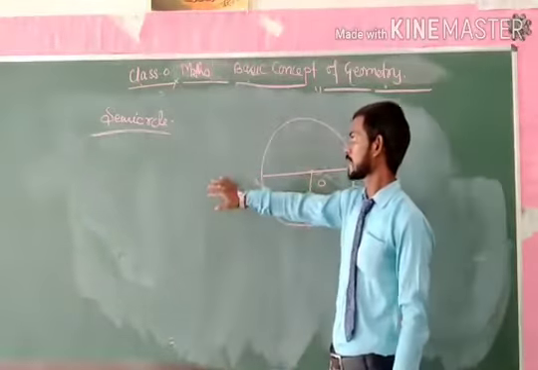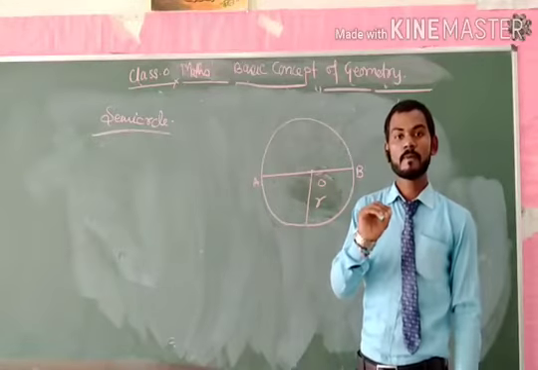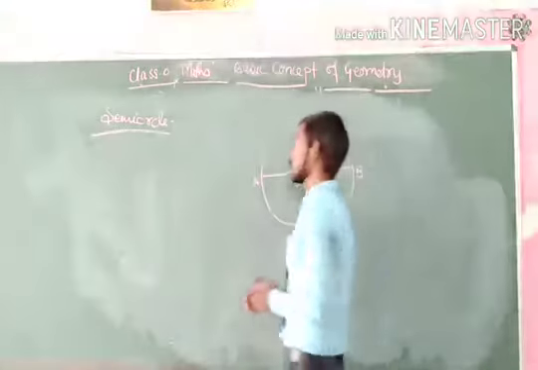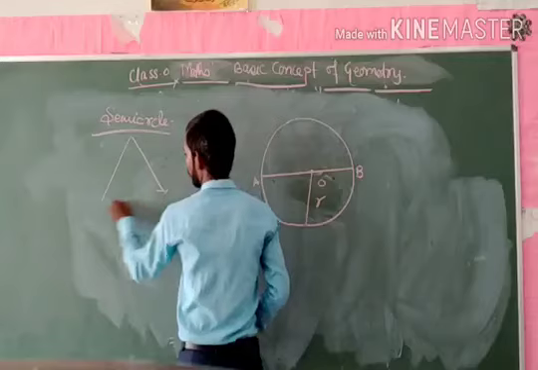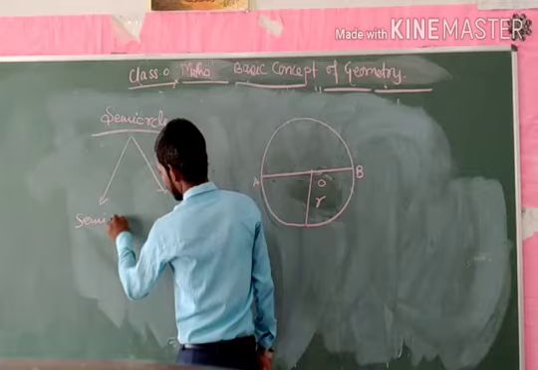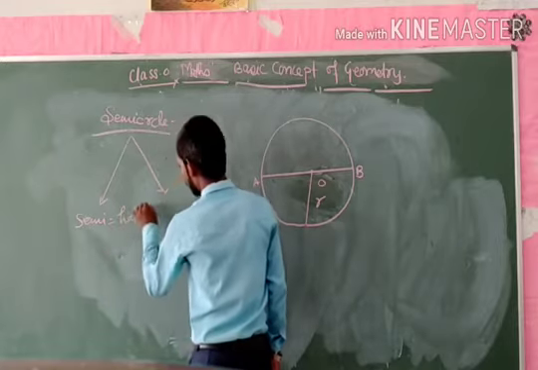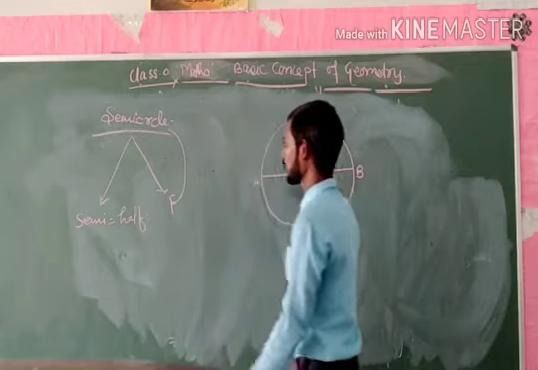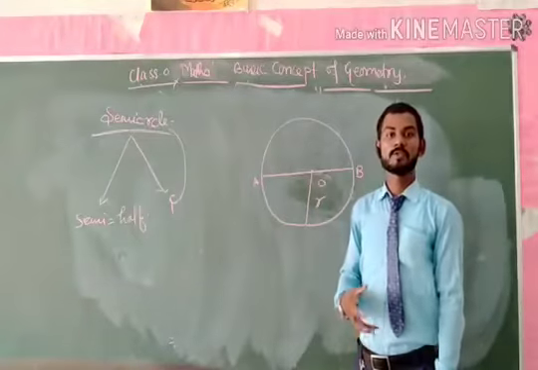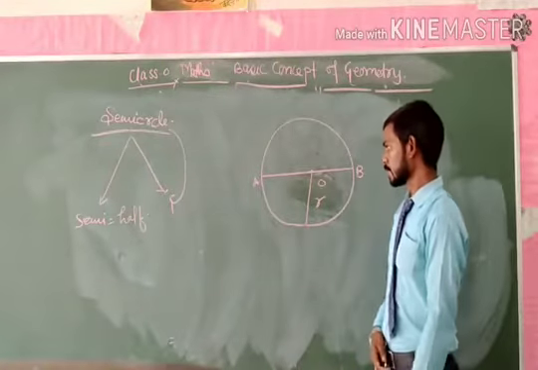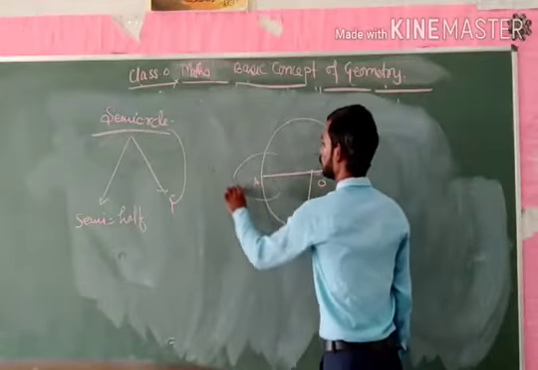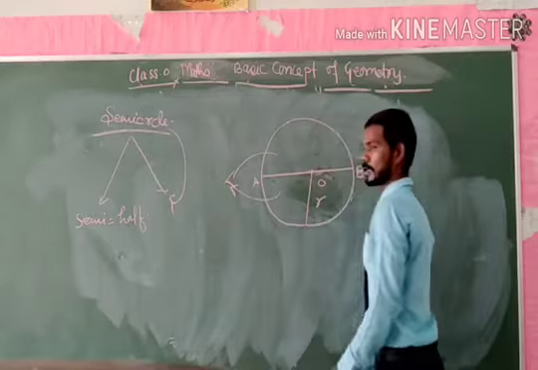So we define the semicircle. Half of the circle is known as a semicircle. The meaning of semi is half, and we know about the circle. So we can say that the half part of the circle is known as a semicircle. Here we can see that there are two semicircles in a circle.